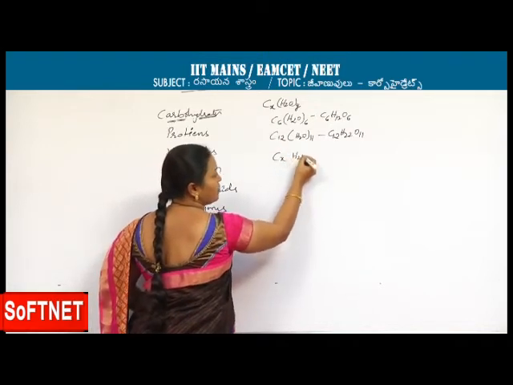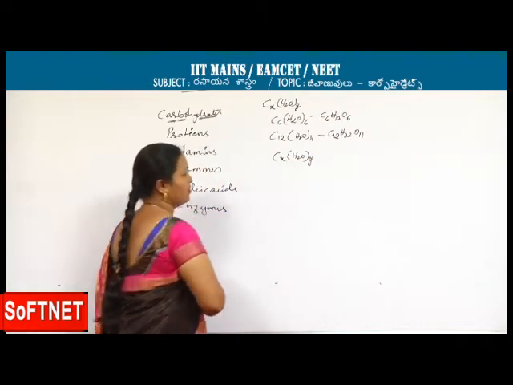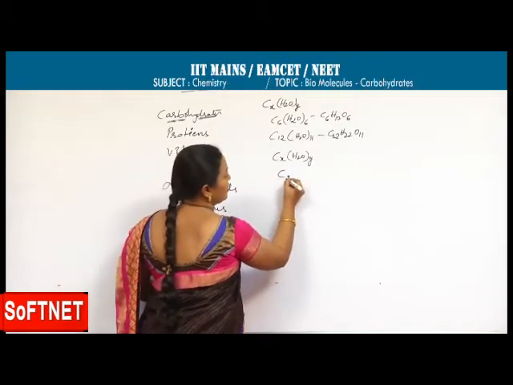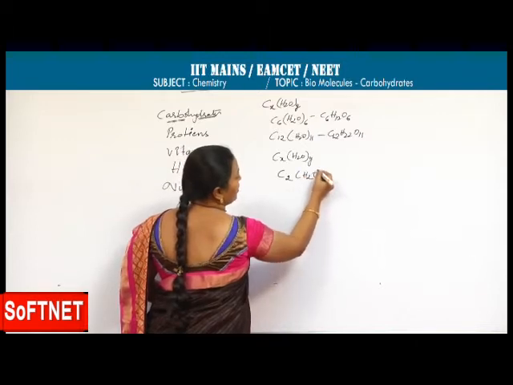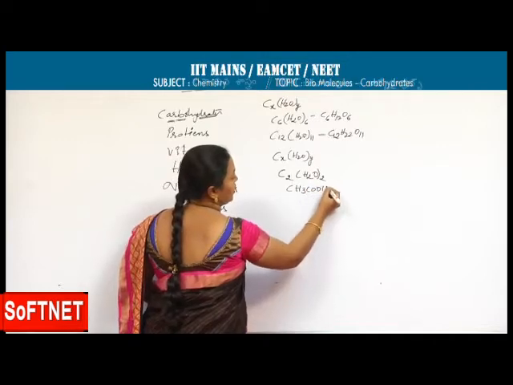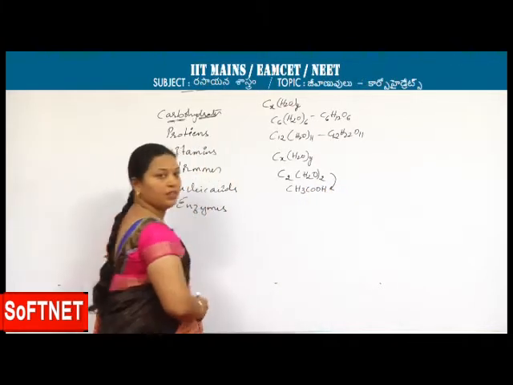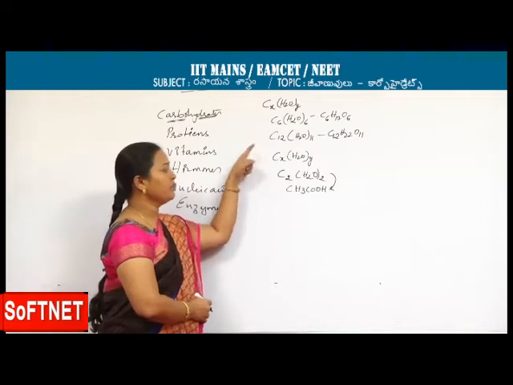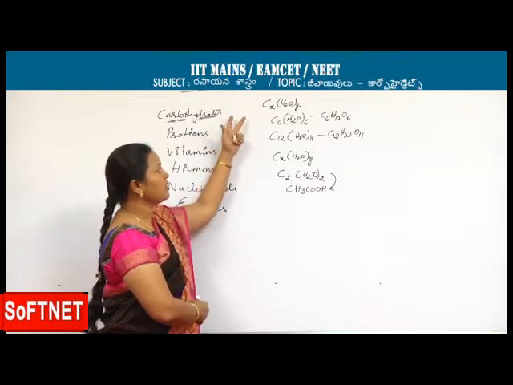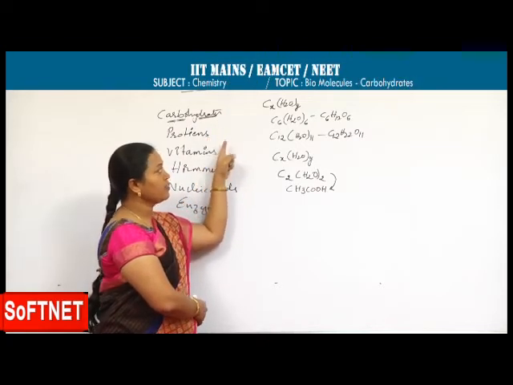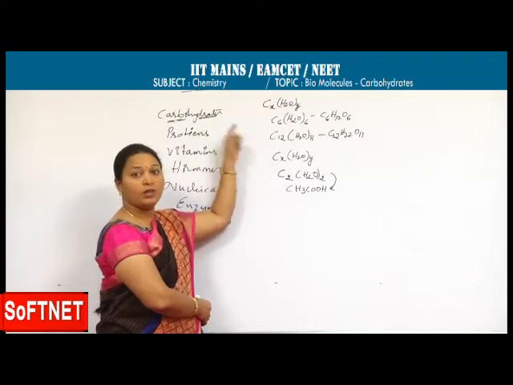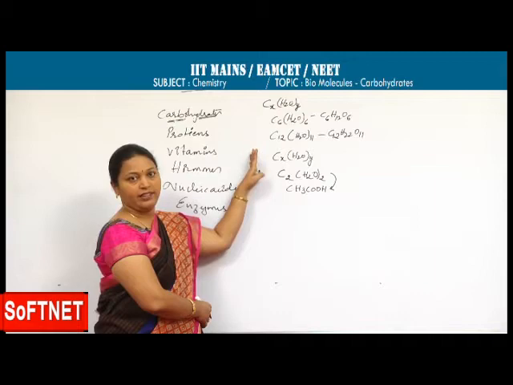Now molecules which have this formula but are not carbohydrates, I will write here: C2(H2O)2, that means CH3COOH, which is acetic acid. Though it possesses the same molecular formula, it is not a carbohydrate. We can say the general molecular formula Cx(H2O)y is for carbohydrates, but saying that only carbohydrates possess this molecular formula is not correct.